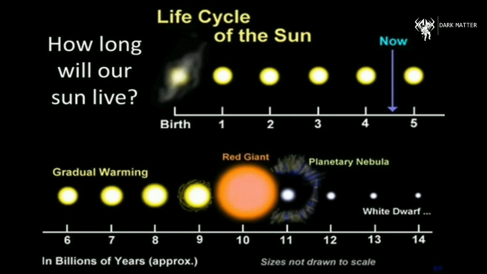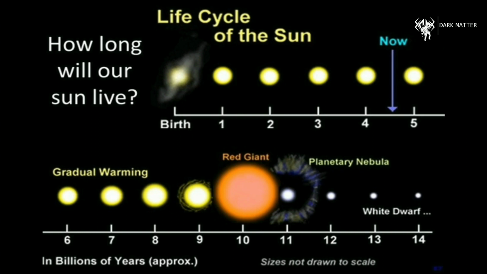Now we will talk about the life cycle of the sun. As you can see in this picture, the scale is in billions of years. There is a "now" written between 4 and 5, which suggests that the age of our sun is somewhere between 4 and 5 billion years, and 1 billion is equal to 100 crore. So you can imagine how old our sun is.